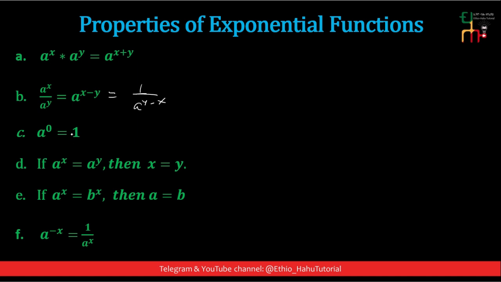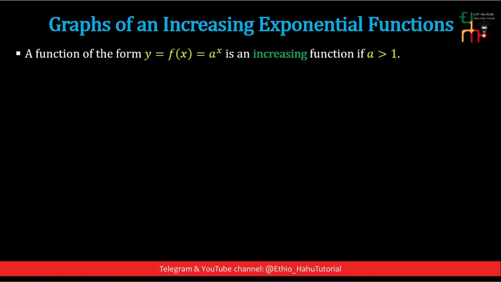A to the power of 0 is equal to 1 for a different from 0. If a to the power of x is equal to a to the power of y, then x is equal to y. The exponents are necessarily equal. If a to the power of x is equal to b to the power of x, then necessarily a and b are equal. A to the power of minus x is equal to 1 over a to the power of x. These are the properties of exponential functions.